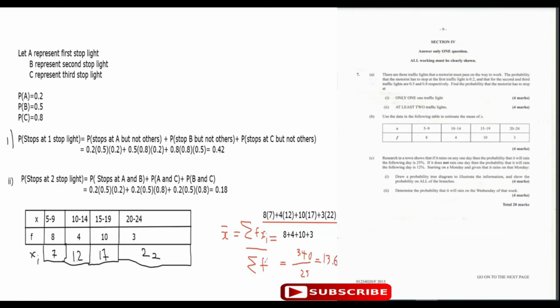One thing I want to point out is notice that the mean occurs in the interval that has the highest frequency. Generally, the mean, the mode, and the median will occur in the interval with the highest frequency. Not all the time, but most of the time. That's when the data is symmetric. So what we're saying then is the mean, or the average, is equal to 13.6.